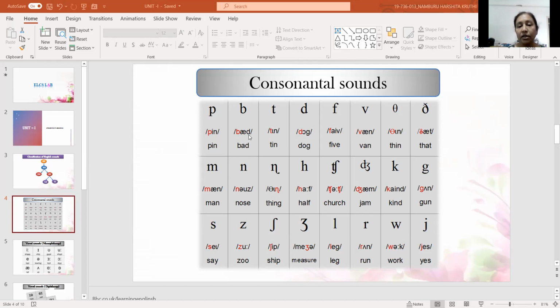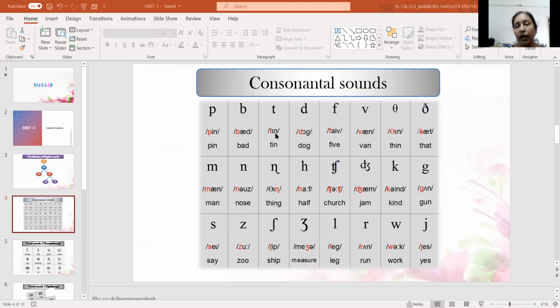When we represent a single sound or a word in a symbolic form, we call it a phonetic transcription. So whenever you see a phonetic transcription or symbolic representation of a sound or a word, whenever it appears in slanted lines, it means that it is a phonetic transcription of the given word or a sound, right?